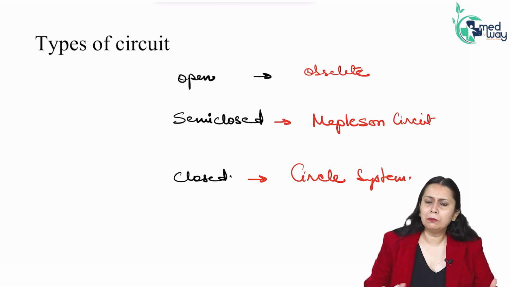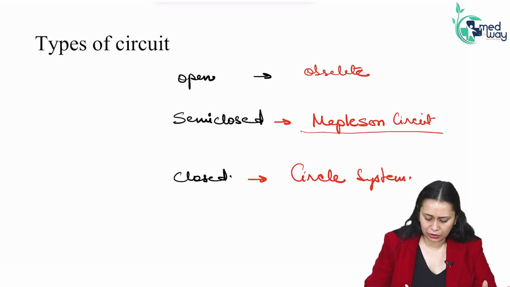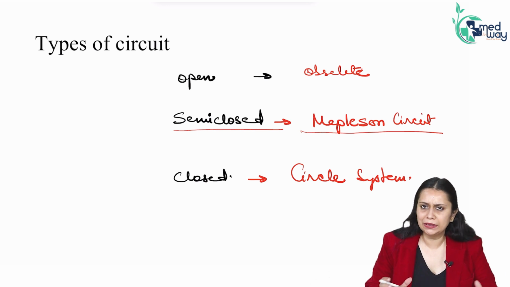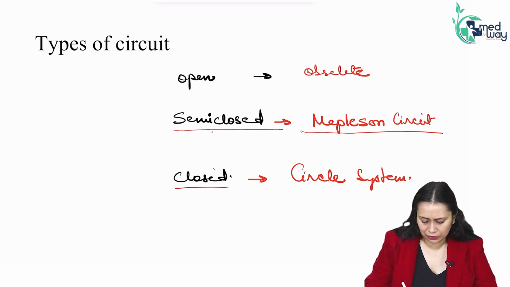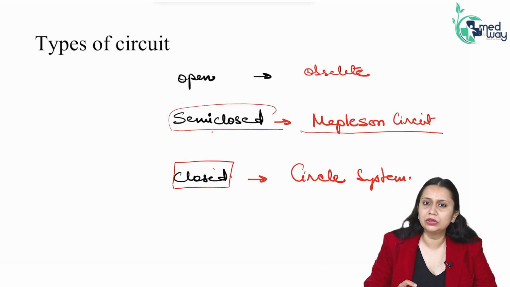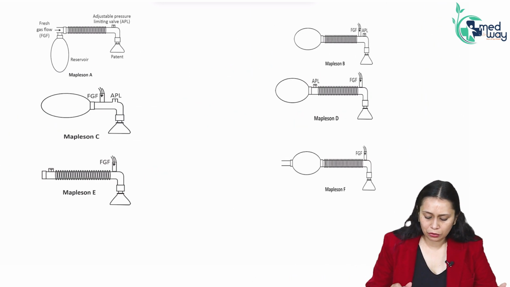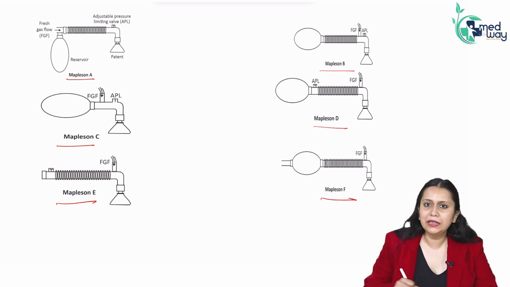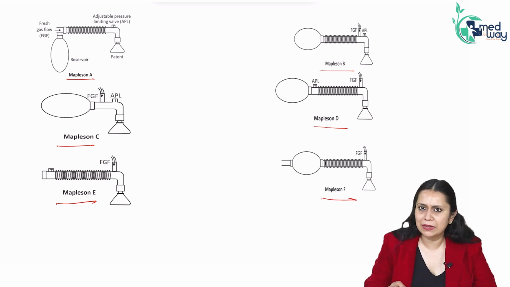So what is Mapleson circuit or semi-closed circuit? The first point in the circuit which we need to understand, difference between semi-closed and closed circuit, is how these two circuits work. If you see this image, there are 6 circuits in the image: Mapleson A, Mapleson B, C, D, E and F. These are different types of Mapleson circuit which come in semi-closed circuit. So how does this circuit work?